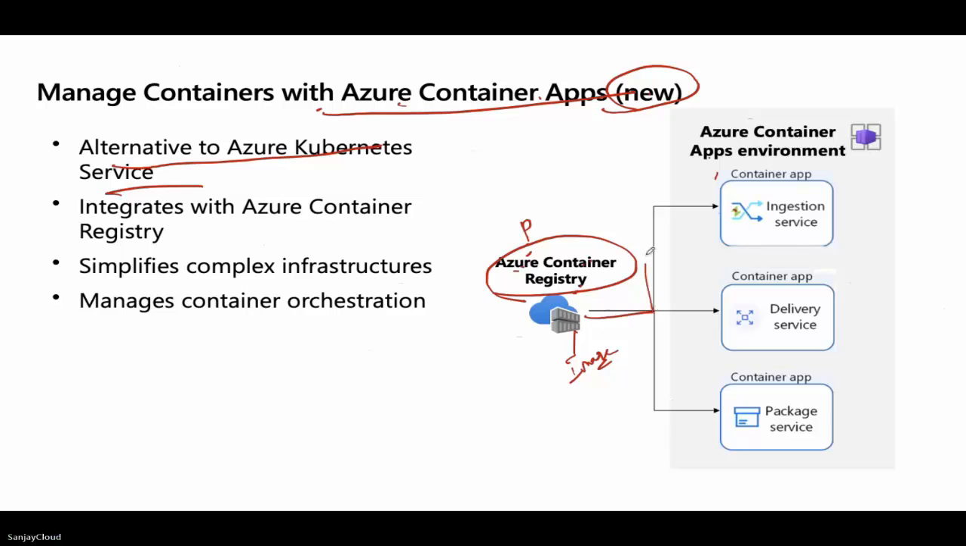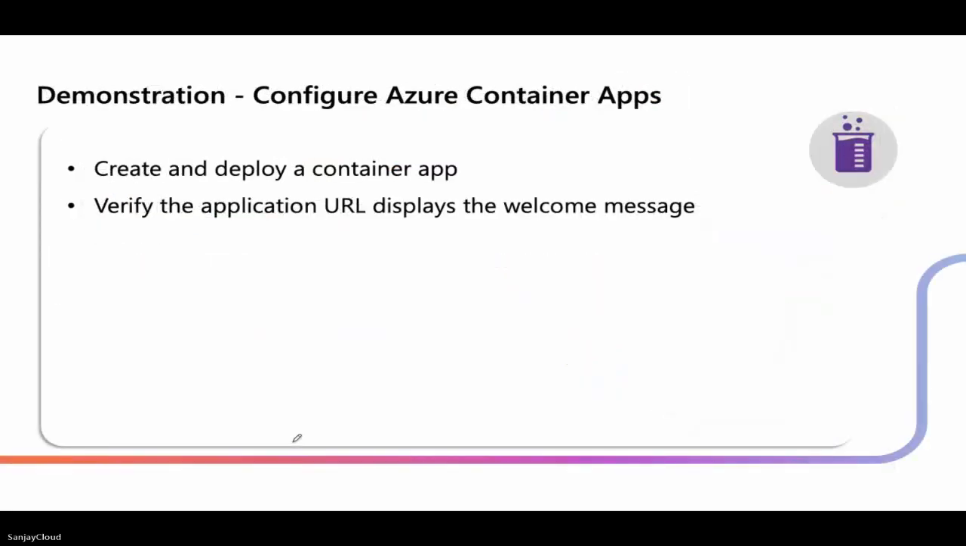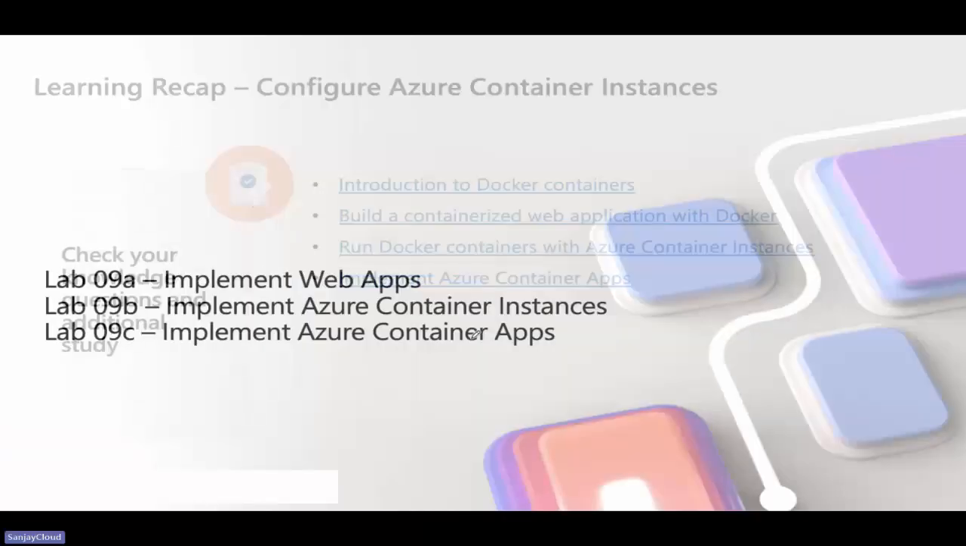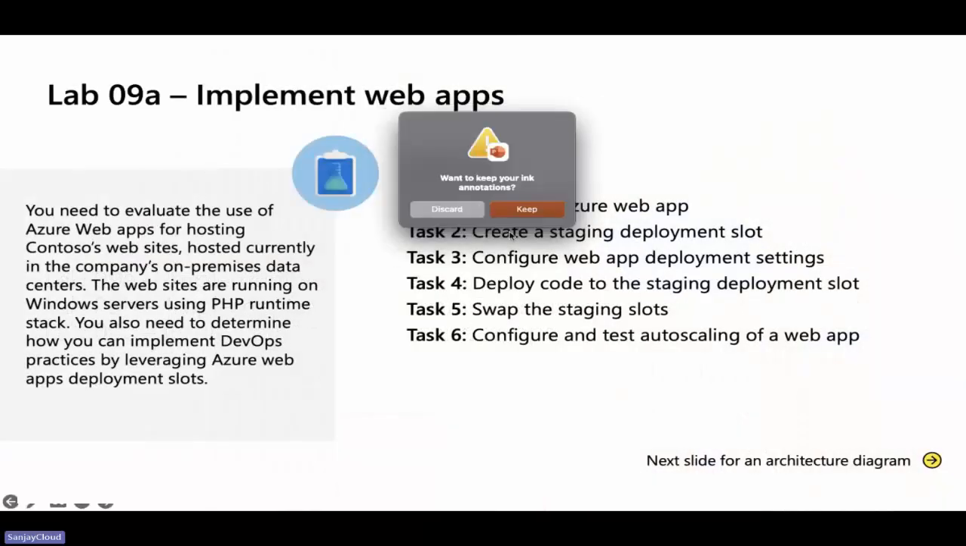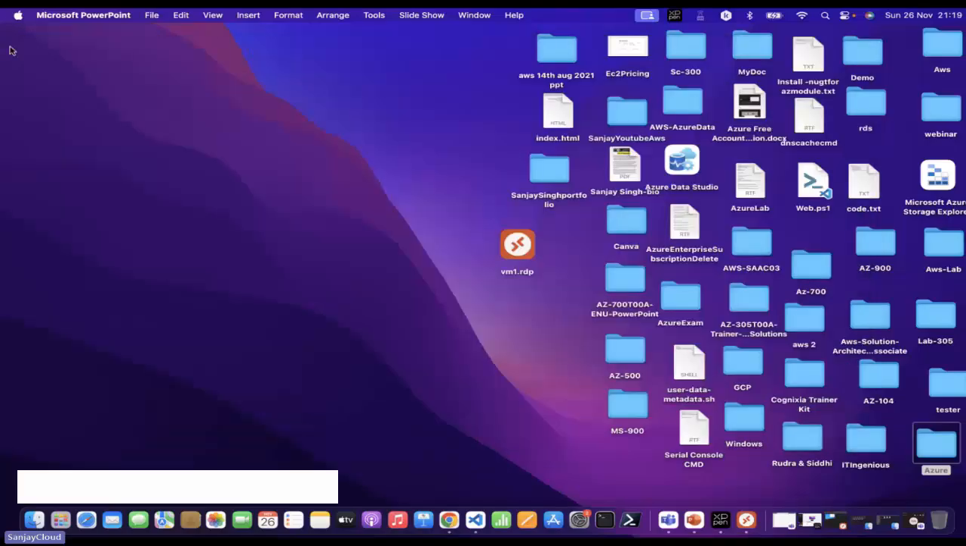Then you would be able to use those images to host your application on Azure Container Apps. It integrates with Azure Container Registry, simplifies complex infrastructure, and manages your container orchestration. So automation will be there, similar to Kubernetes. Demonstration: create and deploy a container app and verify your deployment. Now we are done with this module. Let me show you how we will deploy a container instance practically so that we can understand.